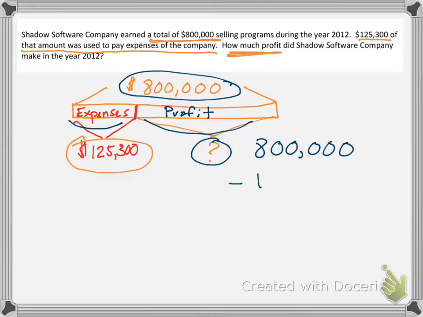take away 125,300. And this is dollars. All right. So now, remember, we always have to regroup first, and then we can subtract. So let's start with our ones. There are 0 ones. It's okay. There are 0 tens. We go into the hundreds now. There's 0 hundreds. Take away 3 hundreds. Can't do that. So you need to go to the thousands.